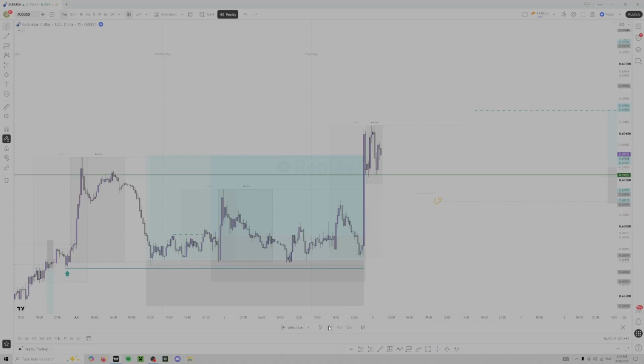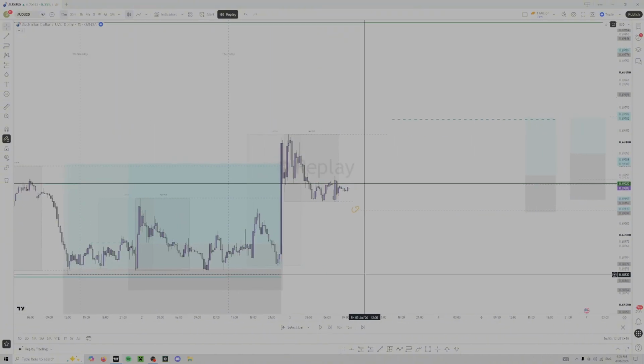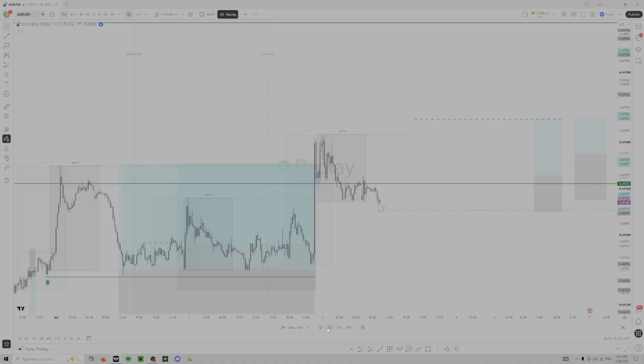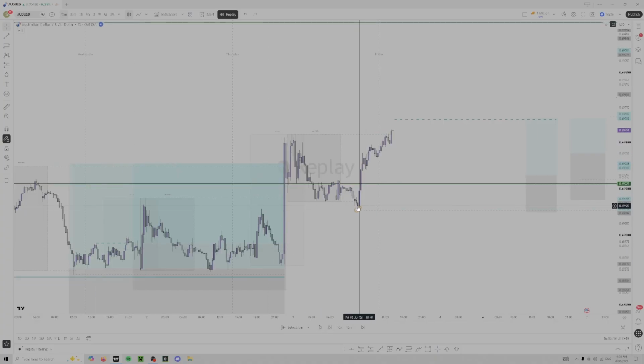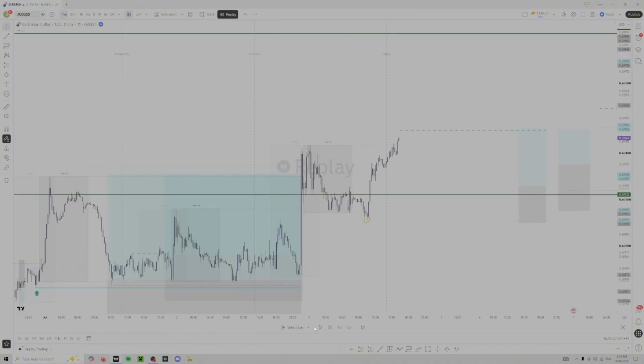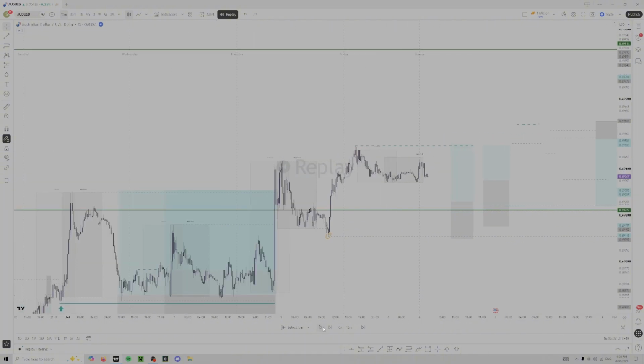We're in an uptrend. I'm still looking for buys at this point. Thursday. I kind of missed this little sweep. Unfortunately, it was a really good second, third buy for the week. Friday.